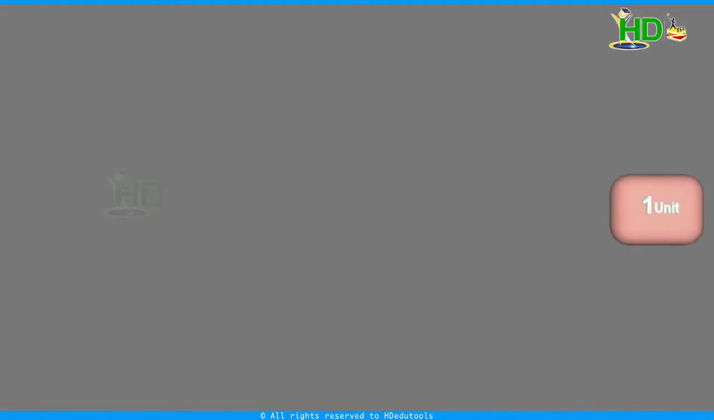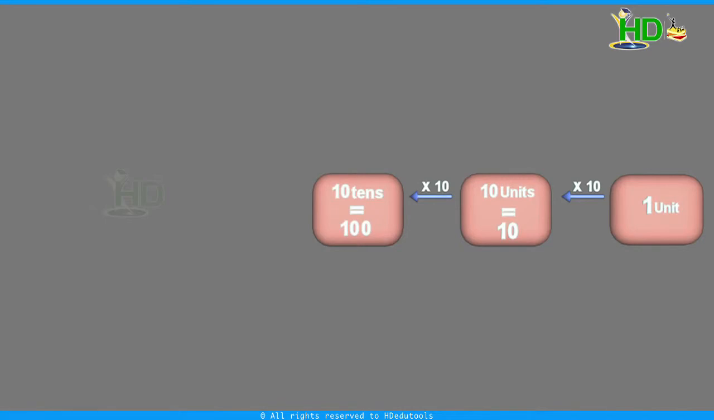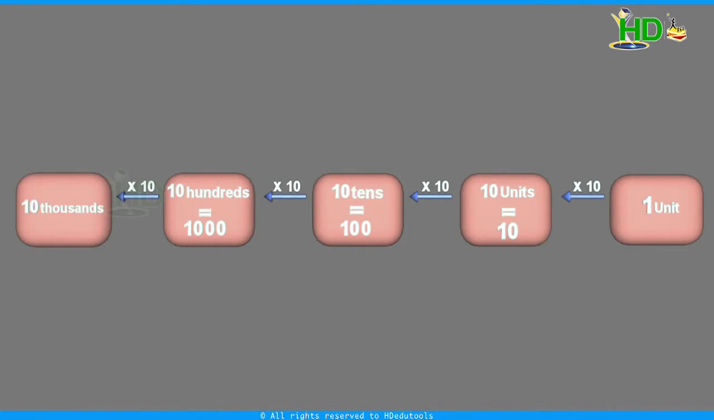See here, we consider this as 1 unit. If it is multiplied by 10, it becomes 10 units or 10. If it is multiplied by 10, then it becomes 10 tens or 100. If it is multiplied by 10, it becomes 10 hundreds or 1000. If it is multiplied by 10, it becomes 10 thousands, and so on.